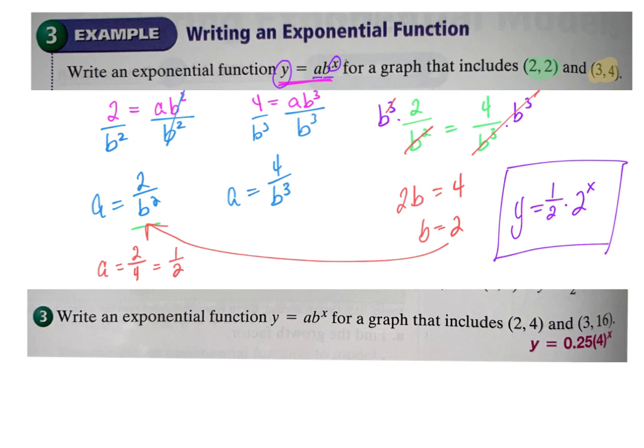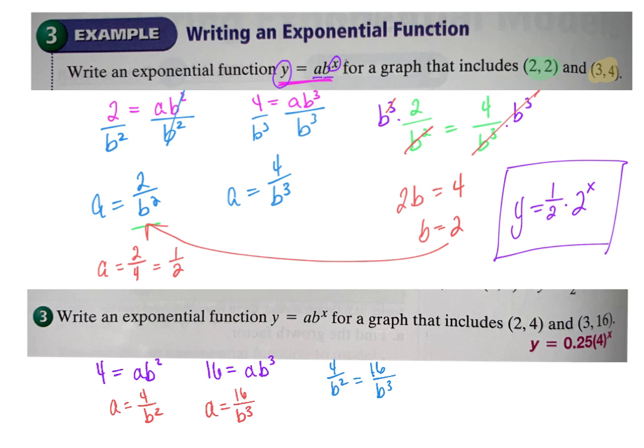So let's look at this. We have Y. So we'll have 4 equals AB to the second power. And we have 16 equals AB to the third power. So when I get A by itself, I will get A equals 4 over B squared. And A equals 16 over B cubed. I'll set those equal to each other. 4 over B squared equals 16 over B cubed.